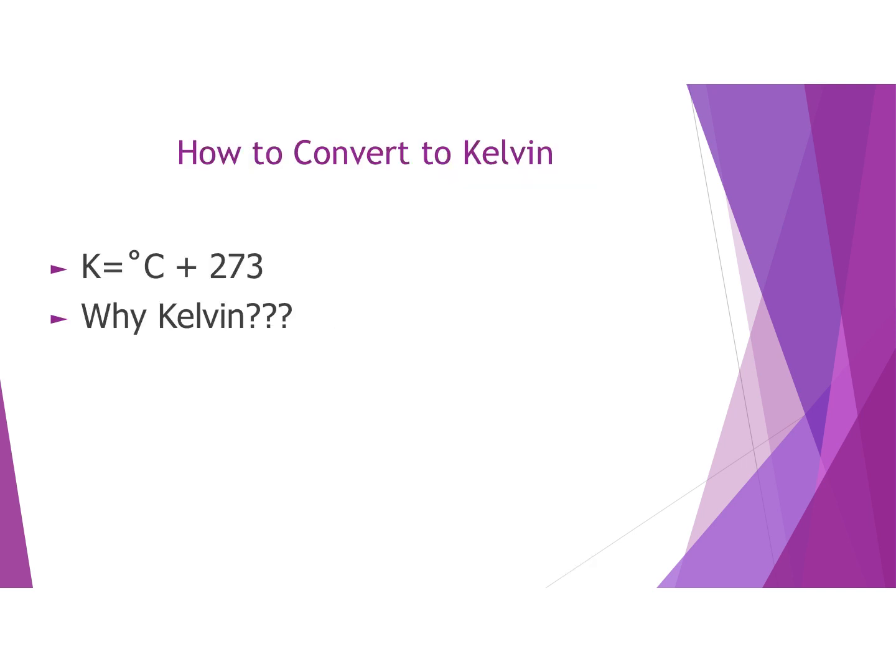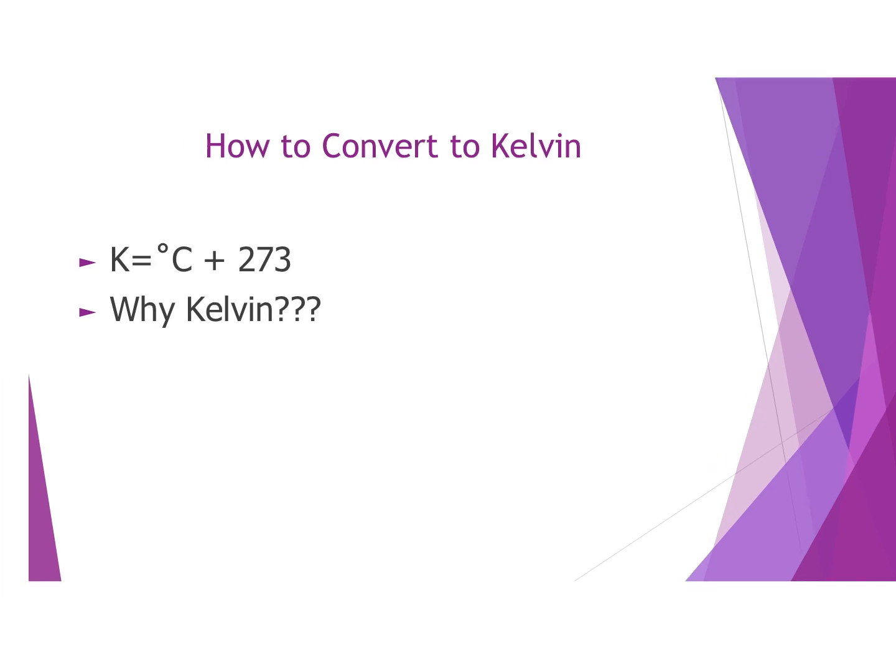So temperature units have to be Kelvin. Always, always, always. So you have to know how to convert to Kelvin. You need to get this equation down. Kelvin is just whatever degrees you are in Celsius plus 273. Physicist Lord Kelvin. So remember plus 273. That's how you get to kelvins. Let's talk about why. Why Kelvin?